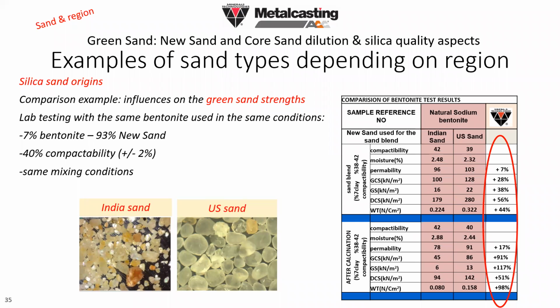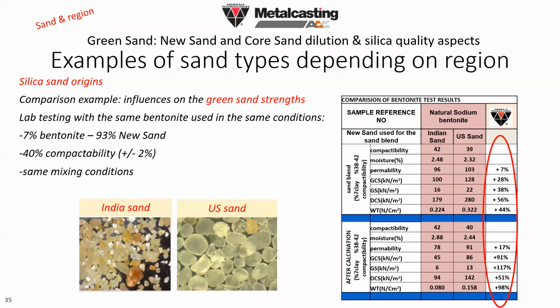It's just to show that depending on the sand you have, you may need a bit more clay for the same strength. Here, definitely, the only way to have the same strength with the Indian sand is to put more clay, and not only 7%, but maybe more, 8 or 9%. So that is, I would say, a comparison to show you the importance of the sand type and the corresponding bentonite addition to obtain sufficient strength in a green sand.